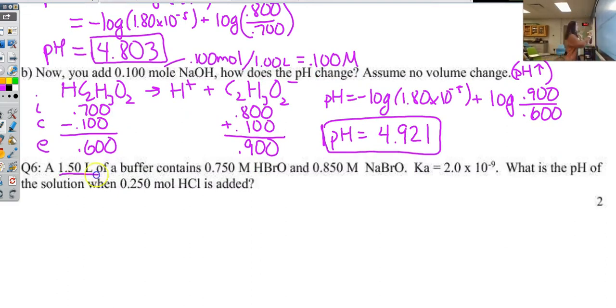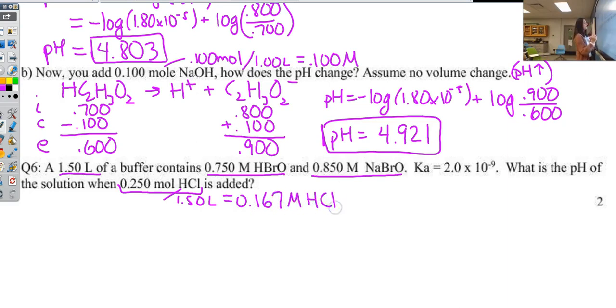So now we have a 1.5 liter of a buffer, contains 0.750 molar and 0.850 molar. Do we really care about the volume right now? No, but anybody see where it is going to matter? Where? Yes. When we go to do this right here, we may as well just do it now so we don't forget. So I'm going to take this and divide it by my 1.50 liters. So we've got 0.25 divided by our 1.5, and we get 0.167 molar is going to be our HCl that we're going to add to it.